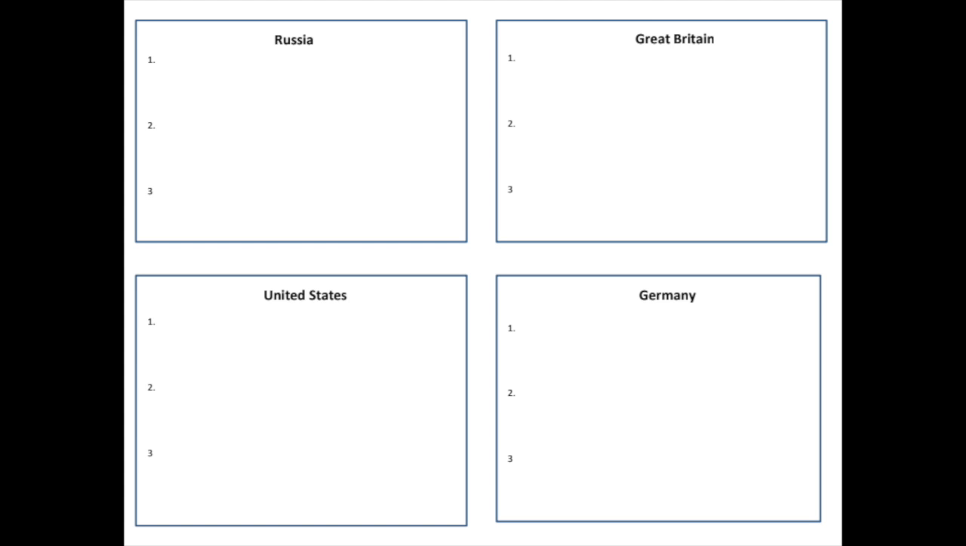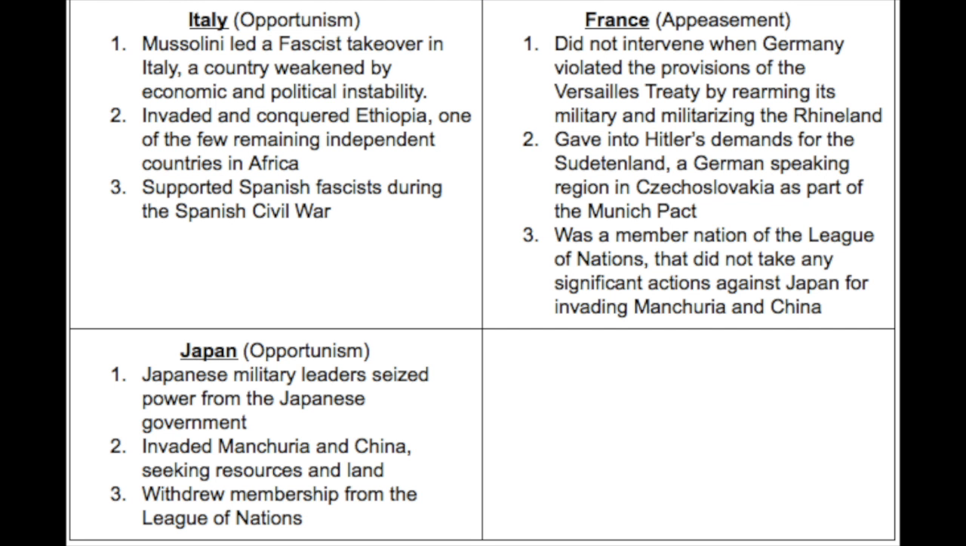You can see on this next slide here, I've given you some different examples, but not using the countries that you guys are going to use, because you guys need to figure that out on your own. But you have different examples for Japan, Italy, and France. You can see part of it is they put the type of foreign policy. So on the France column, they have appeasement. Hopefully you guys remember what appeasement is when you learned about it yesterday.